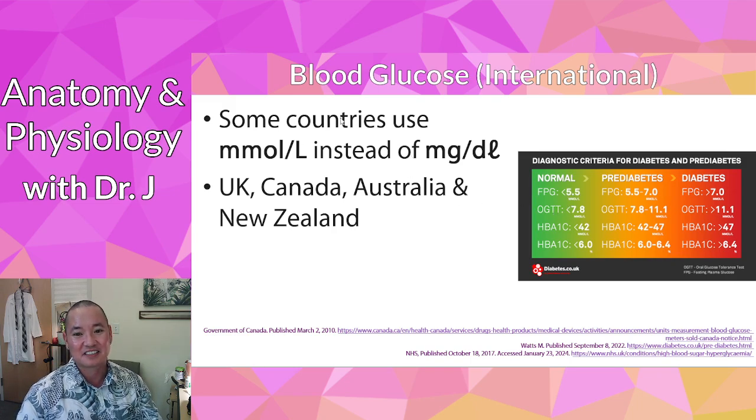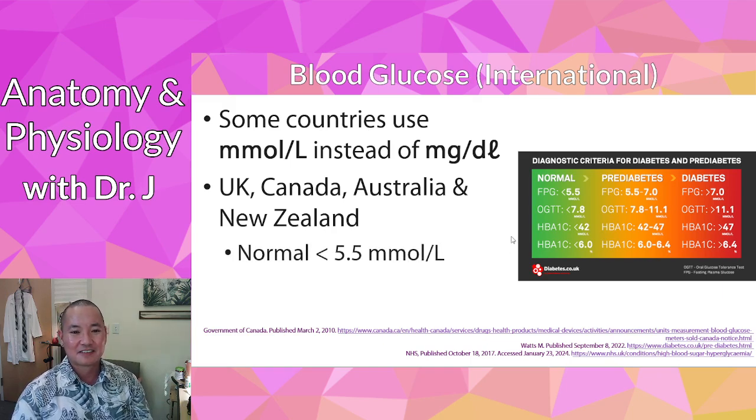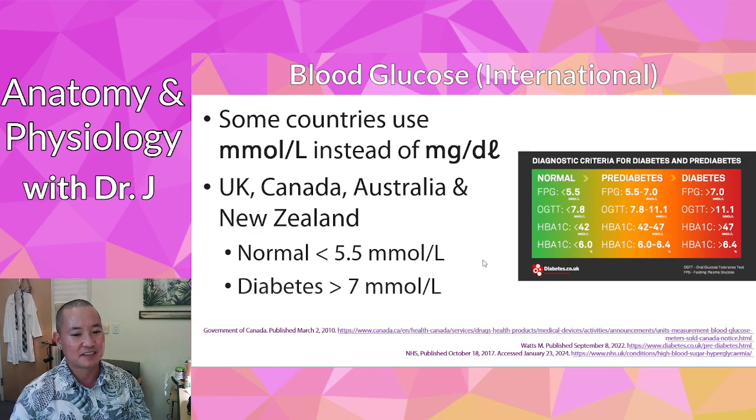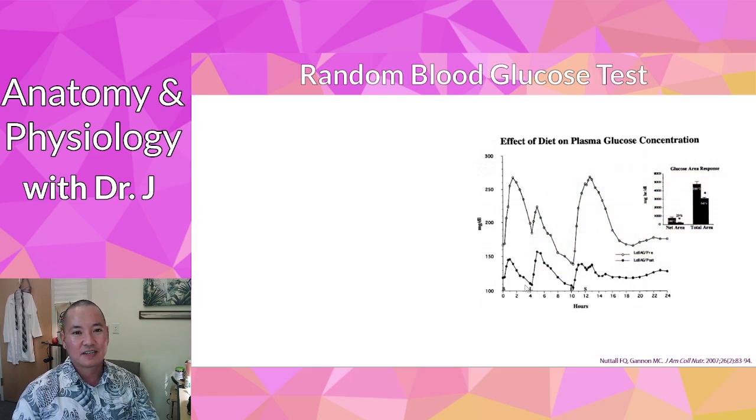So again, just letting you know, if you see single digits, it's probably using millimoles per liter, or otherwise you have a real bad crisis there. But if you're using those international units, that's the normal range. We see less than 5.5, and diabetes would be above 7 millimoles per liter in terms of fasting blood glucose. Now, why do you need to fast?